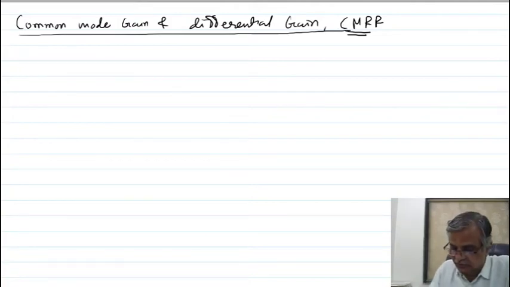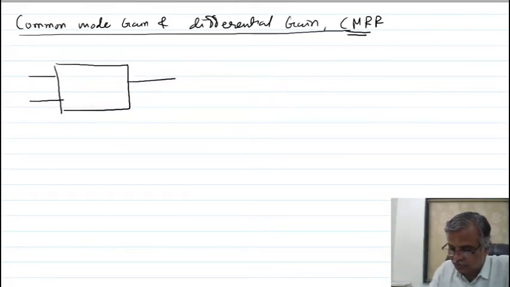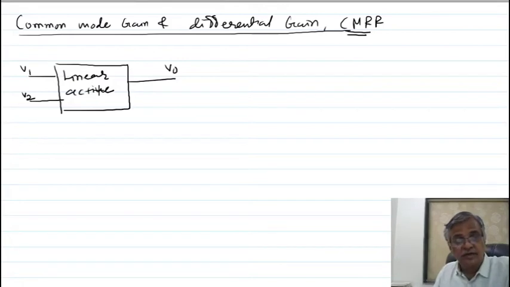A linear active device having two inputs V1 and V2 with respect to ground, and one output VO with respect to ground, is shown in the figure. Here all the voltages are measured with respect to the ground.